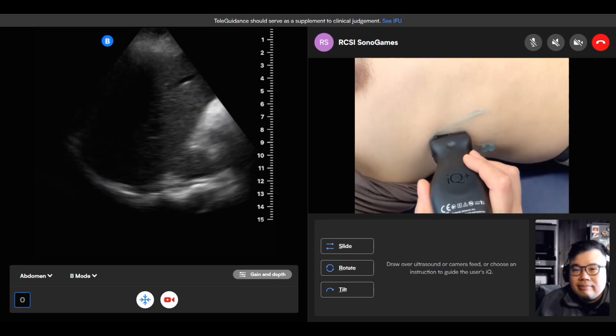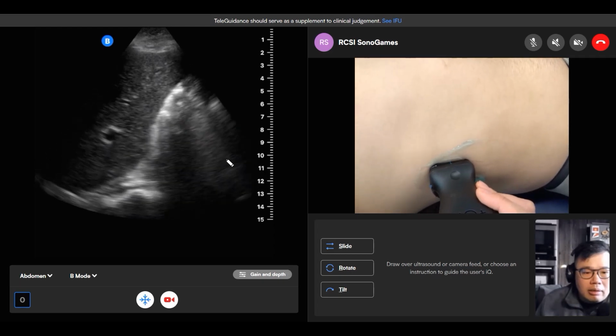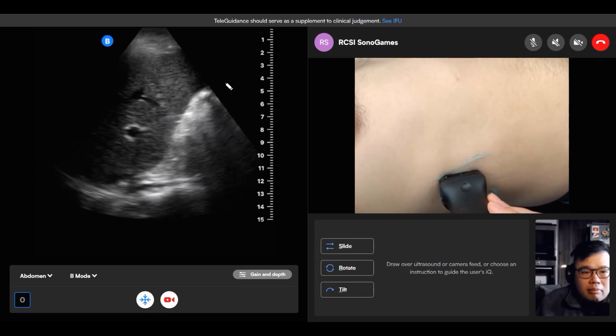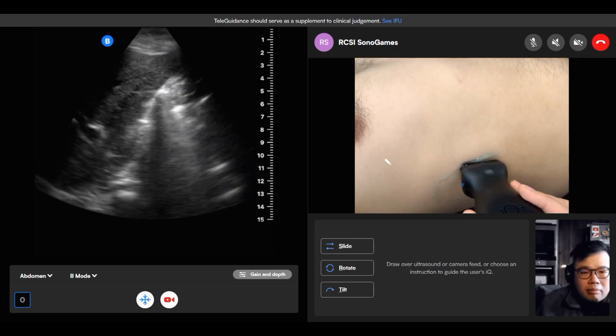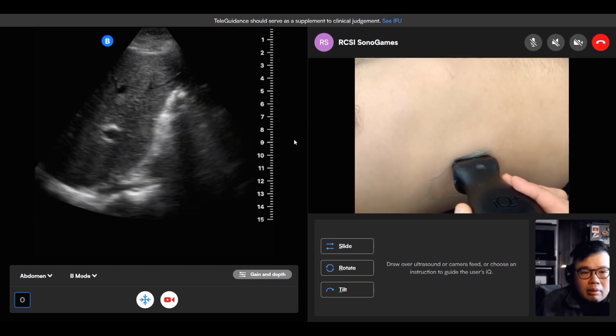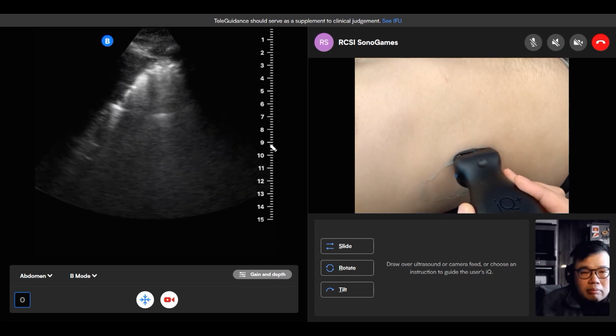Okay. So right now I'm having a right upper quadrant view. Perfect. I'm seeing the liver. I'm seeing good margins there. I'm going for the tail, and I'm happy with that.